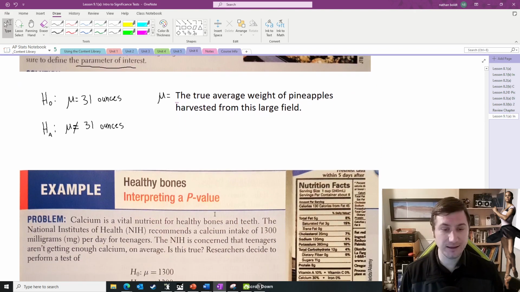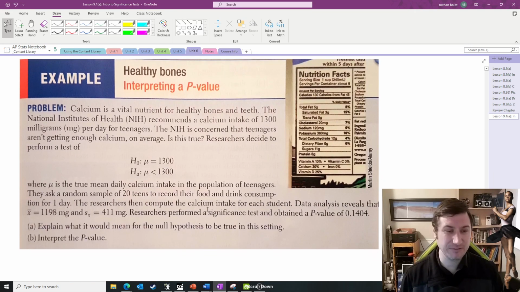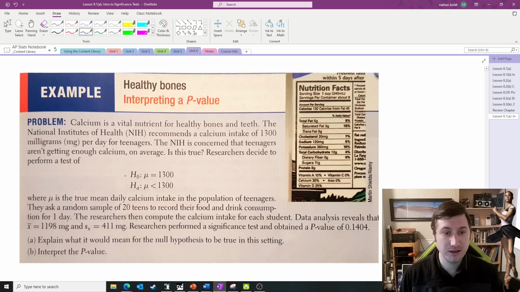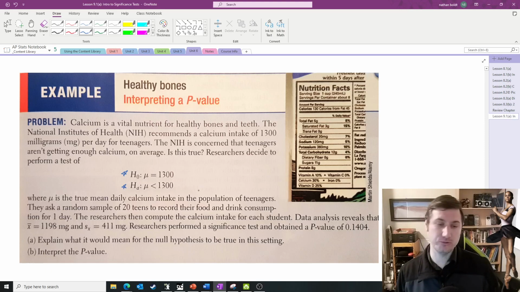And the second thing I'd like us to be able to do is interpret a p-value. That's what this one is going to be. So, calcium is a vital nutrient for healthy bones and teeth. The National Institute of Health, NIH, recommends a calcium intake of 1,300 milligrams per day for teenagers. The NIH is concerned that teenagers aren't getting enough calcium on average. Is this true? Researchers decided to perform a test, so they gave us the null and the alternate hypotheses here. So again, the null is what you believe to be true at the beginning, and the alternate is what you're testing for, what could be true.